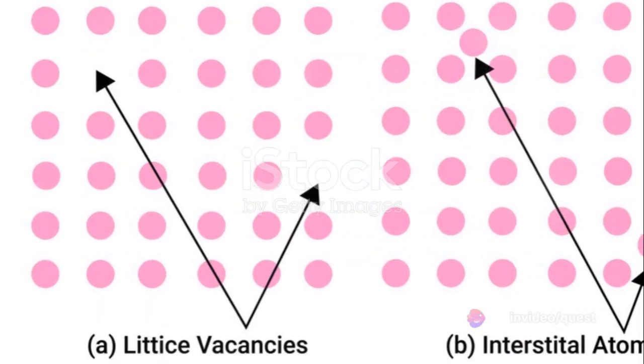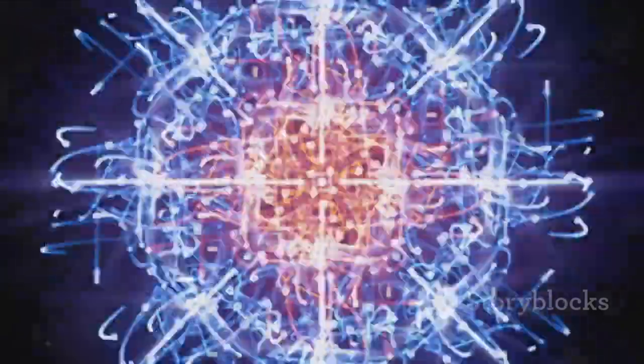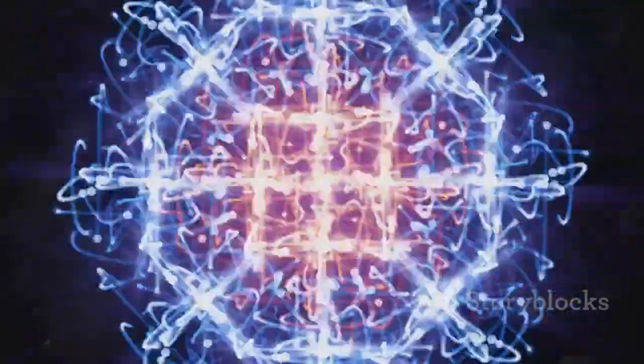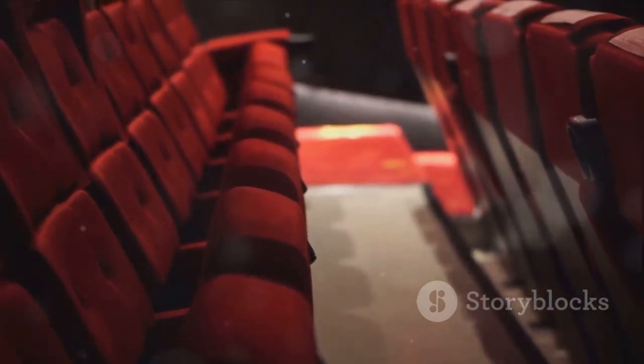There are three main types of point defects we're going to look at: vacancies, interstitials, and substitutional defects. The first, vacancies, are pretty straightforward. Imagine a seat in a movie theater. Now imagine that seat is empty. That's a vacancy. In the context of a crystal lattice, it's an atom-sized seat that's missing its occupant. This can occur naturally during the formation of the material, or can be induced by external factors like temperature.